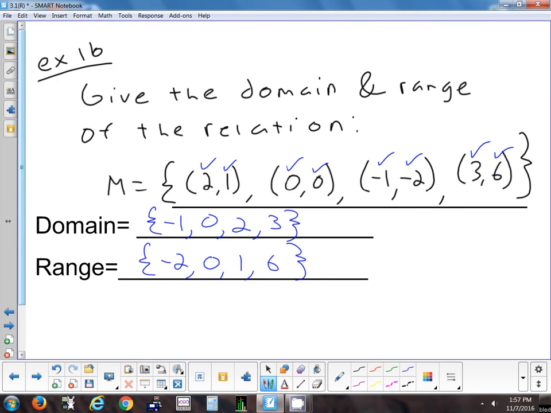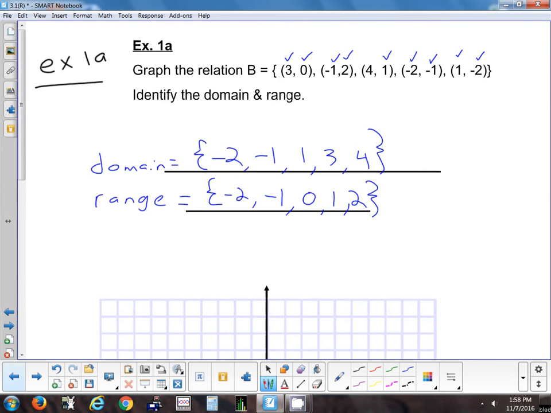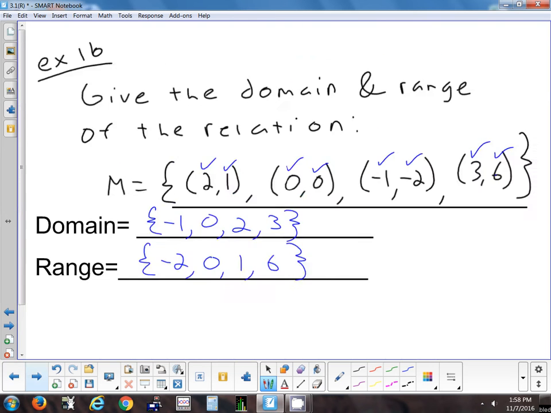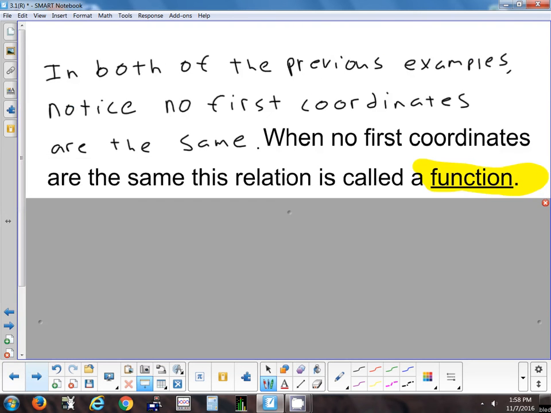Now, both of the problems that we just gave you guys, they were special. Look at the first number of each one. 2, 0, -1, 3. Are there any repeats in those 4 numbers I just said? The numbers that are the same. No. How about here? 0, 3, -1, 4, -2, 1. Did I just repeat any numbers I said? No. So when you don't have any numbers that repeat, that's something special. That's called a function. Okay, so when no first coordinates are the same, the relation is called a function.